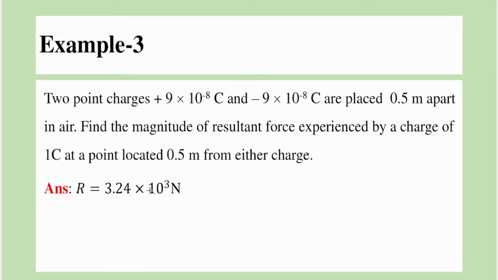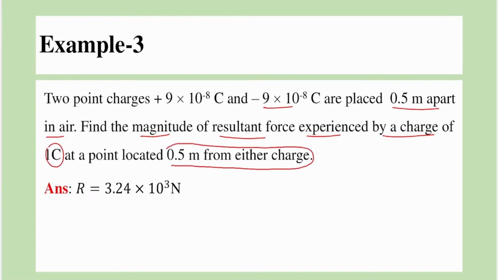Example 3 says two point charges, plus 9 into 10 power minus 8 Coulomb and minus 9 into 10 power minus 8 Coulomb, are placed 0.5 meter apart in air. Find the magnitude of resultant force experienced by a charge of 1 Coulomb located at 0.5 meter from either charge. Now this is an important statement.